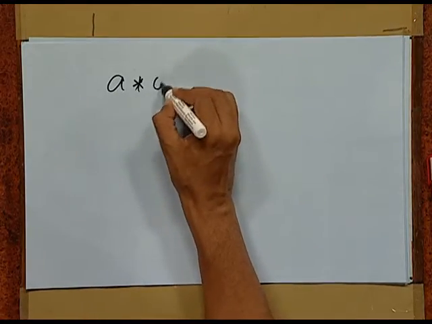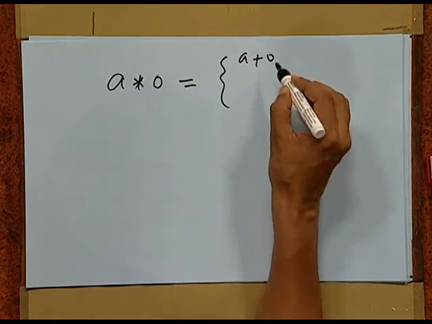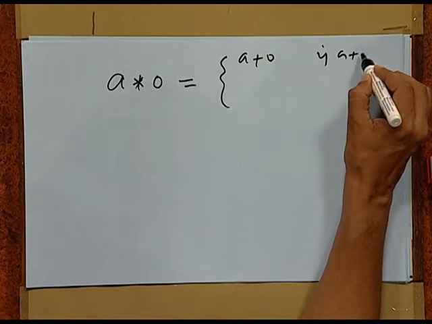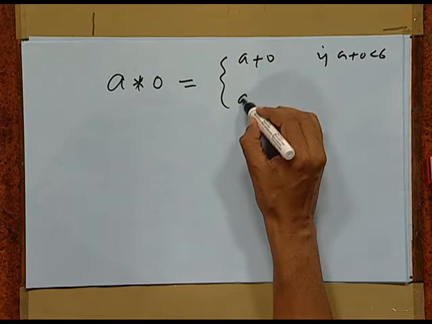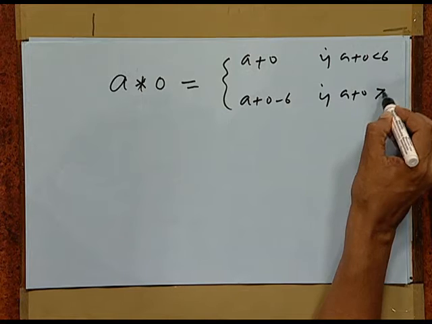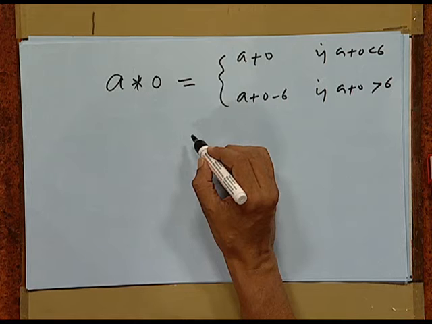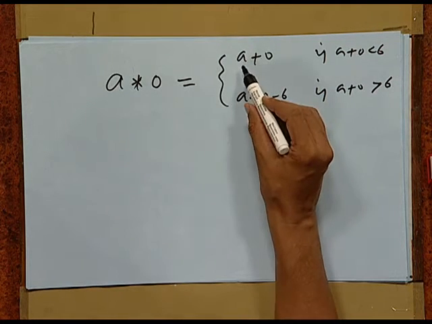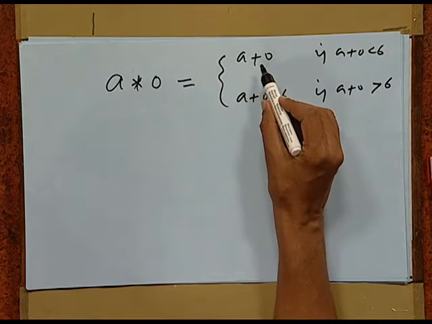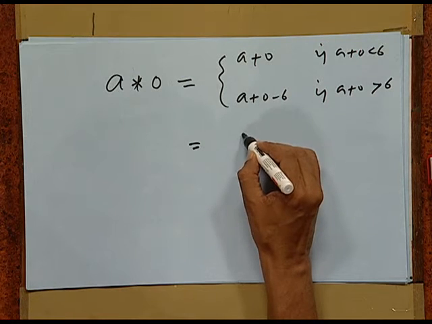We guess that 0 is the identity. So, to show that, we have a star 0. This will be equal to a plus 0 if a plus 0 is less than 6, or a plus 0 minus 6 if a plus 0 is more than or equal to 6. Now, since every element in the set is up to 5 only, a is less than 6, so a plus 0 is also less than 6, so the first case is okay. So, we have this is equal to simply a.